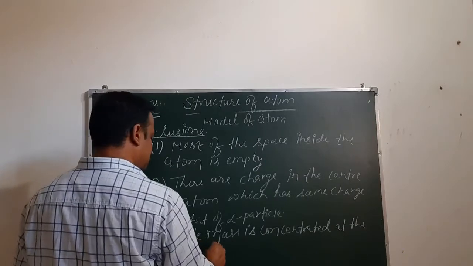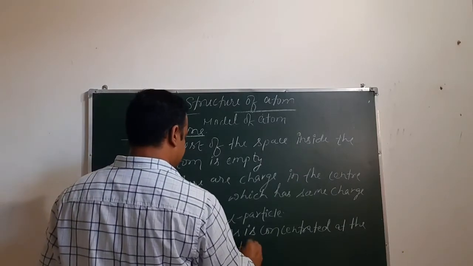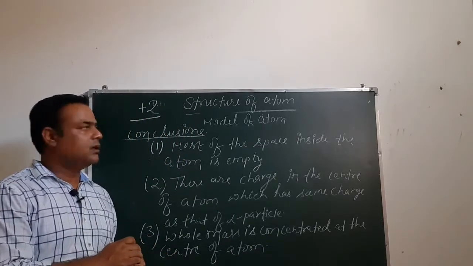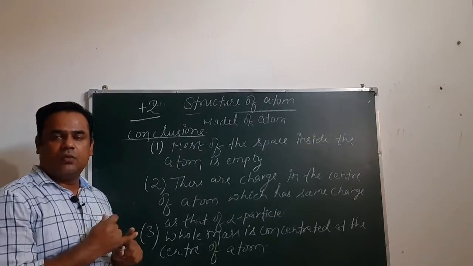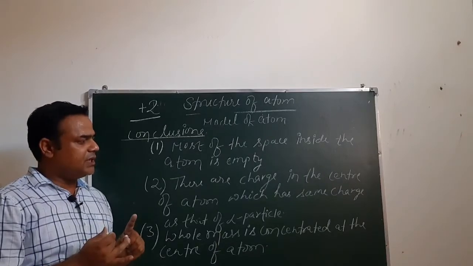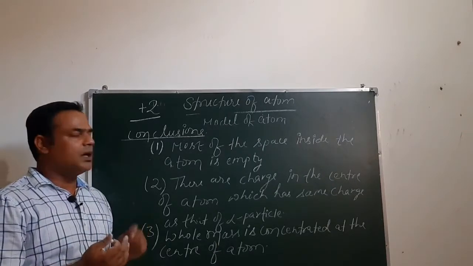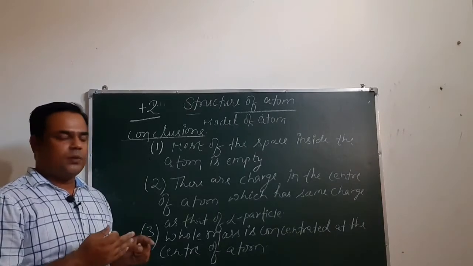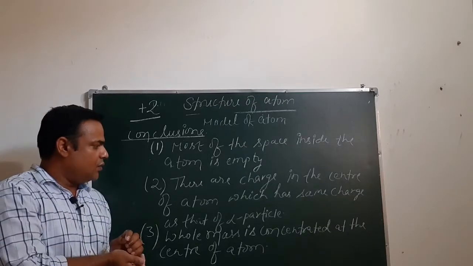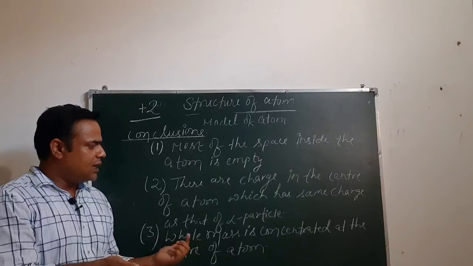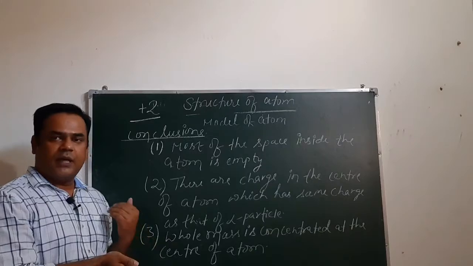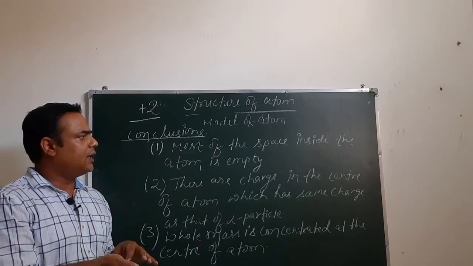Center of atom. So basically we have the following conclusions from Rutherford's experiment. First, most of the space inside the atom is empty. Second, the same charge is present at the center of the atom as on the alpha particle, and because of that some of the alpha particles get repelled when they go closer to the nucleus, and the whole mass of the atom is located at the center, in the nucleus, and that's why the alpha particle rebounds back along its path.